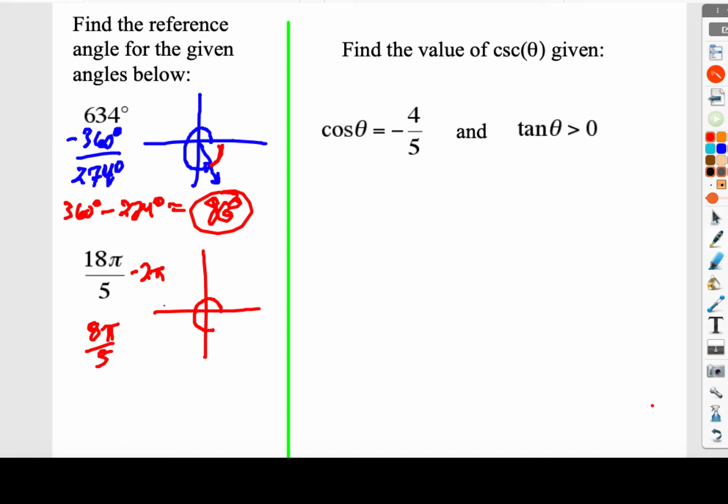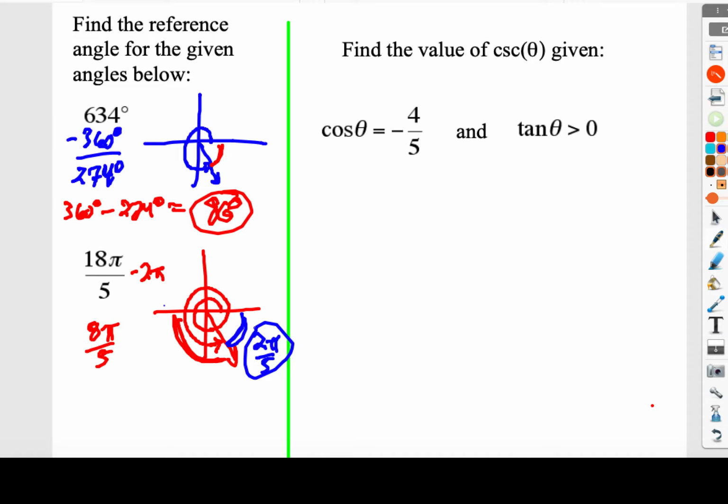So we technically went a full circle, plus 5 more fifths, plus 3 more fifths, and we ended up down in quadrant 4. Well, if this portion is 3 fifths, then the portion left over, right over here, must have been 2 fifths of pi. So that's our reference. Now, where can we use that? Why do we care about that?